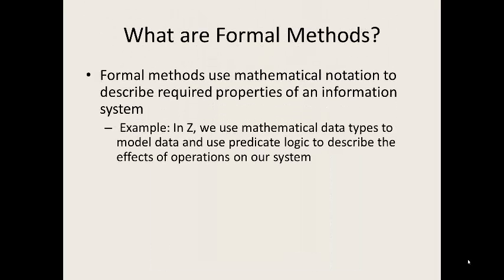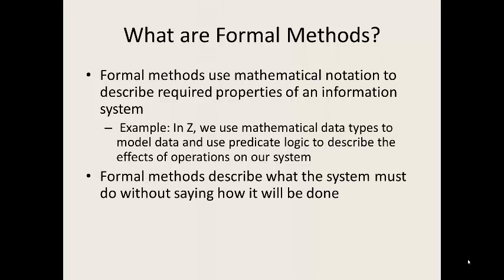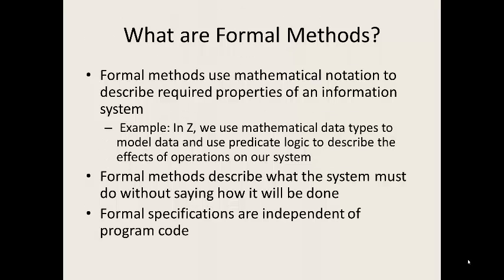So, what are these formal methods? Basically, formal methods use mathematical notation to describe required properties of an information system. For example, in Z, we use mathematical data types to model data, and we use predicate logic to describe the effects of operations on our systems. Formal methods describe what the system has to do without saying precisely how it'll be done. So it leaves the code up to you, but it says exactly what the system needs to do. So they're independent of the program code itself.